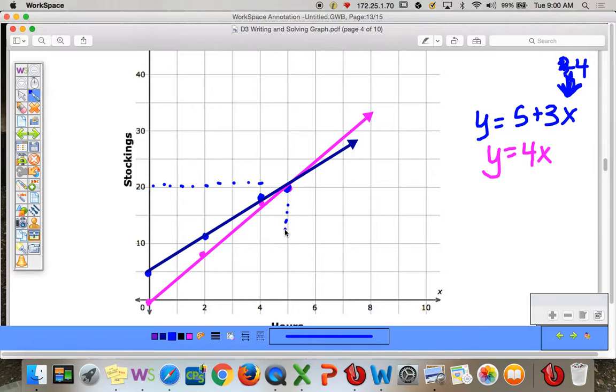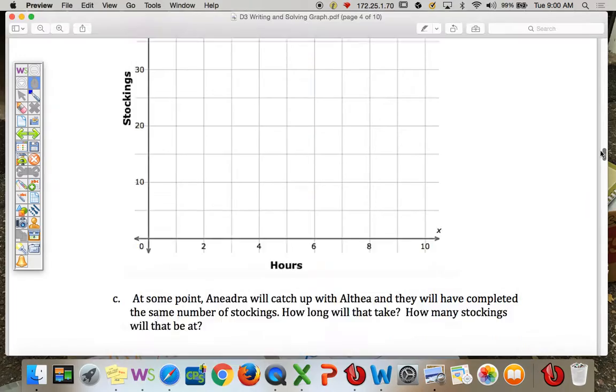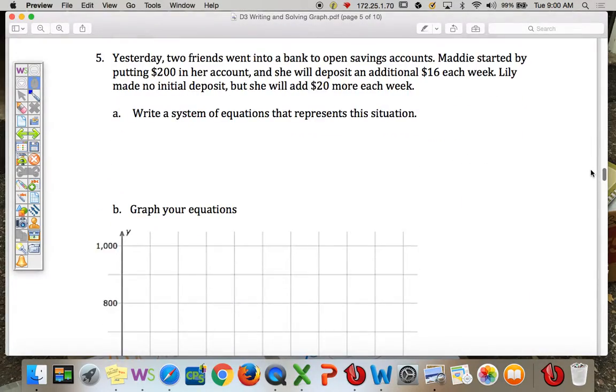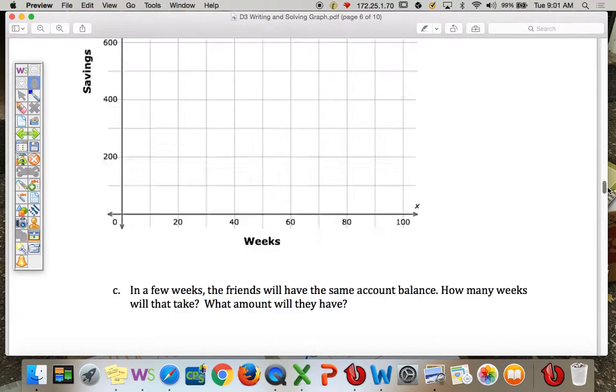Okay, so at 5 hours, each of them has filled 20 stockings. All right, we'll do one more, and then the rest, I think there's, how many total? 10 total, so it'll be 5 for you to do on your own.